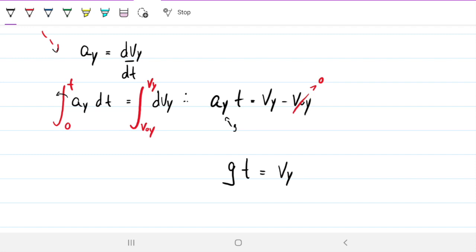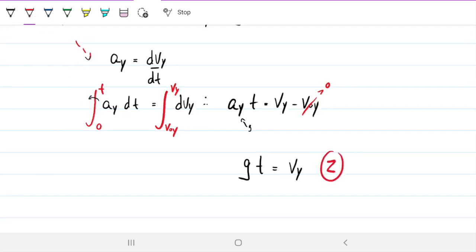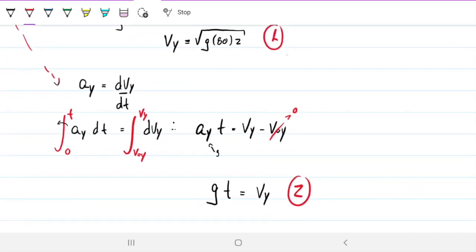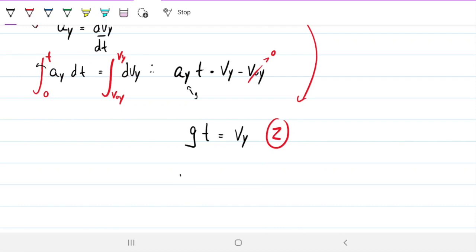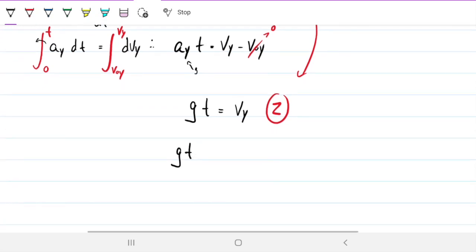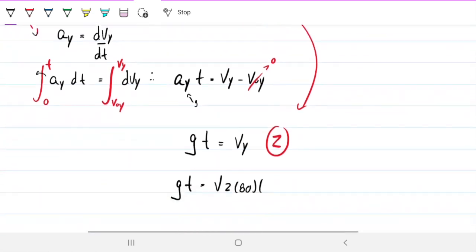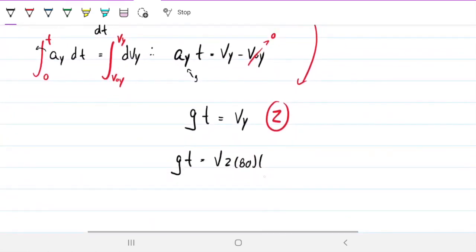Okay, we don't know time, right? But we do have an equation for, so let's call this 2, we do have an equation for Vy. There it is. So we can combine these two equations, and this means that gravity times time equals the square root of 2 times 80 times, what was it? Last term? Gravity.